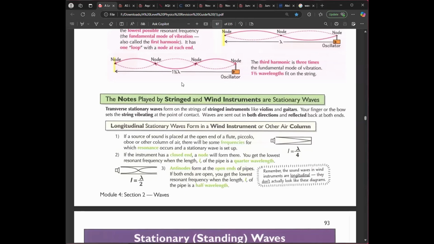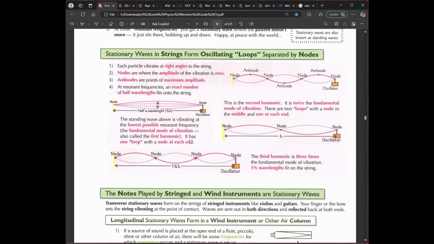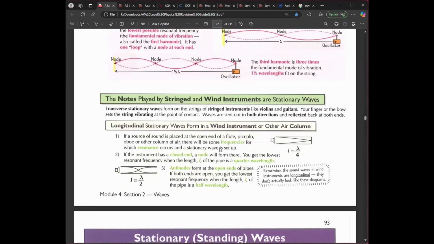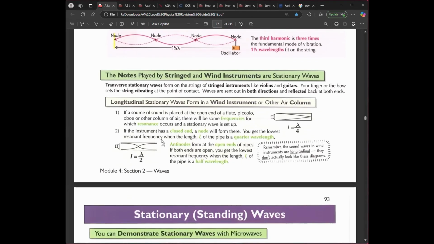So this is important. You should remember fundamental mode of vibration, fundamental frequency, first harmonic. You should know the distance is equal to how many wavelengths. You should know because the questions will come related to this. And then discussing these longitudinal stationary waves, these are also important.